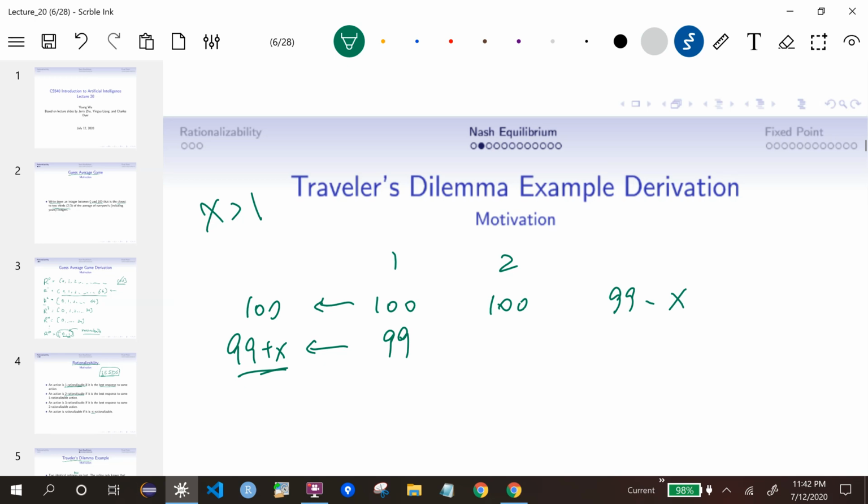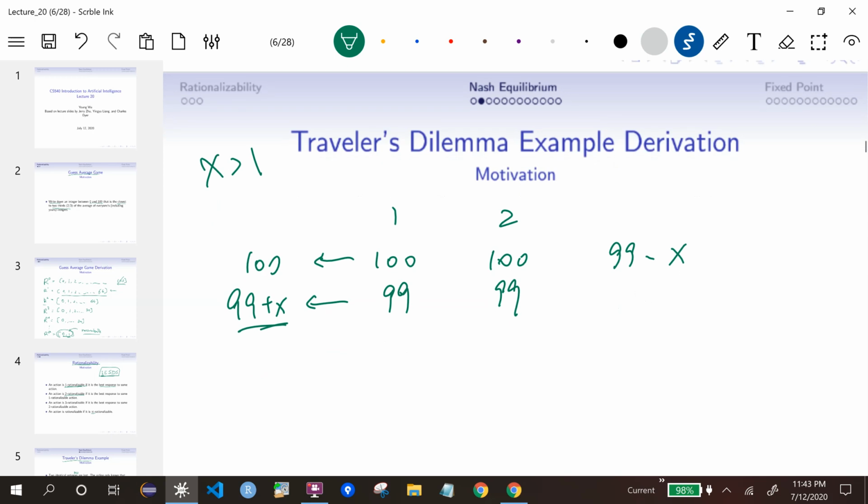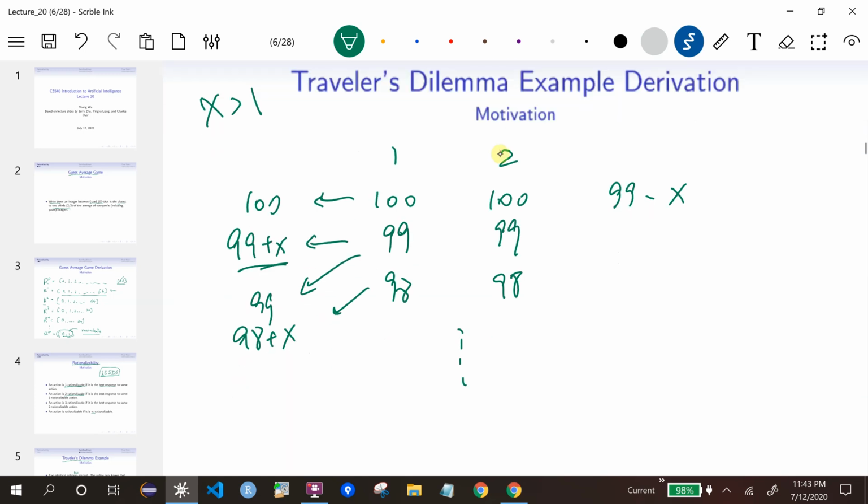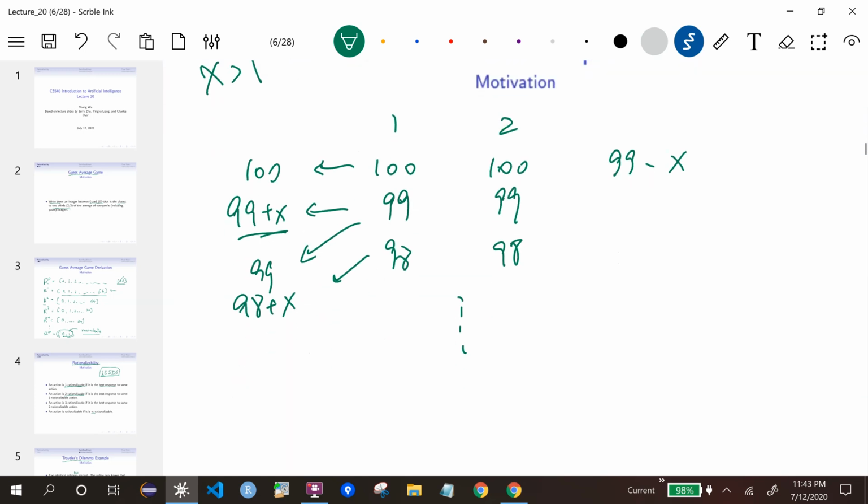But now, even though I don't care about the other guy, I care that the other guy will think the same way as I do and report 99 as well. Then I should probably report 98. Why? Because if I report 99, I will get 99. If I report 98, I'll get 98 plus X, and X is larger than 1, so that's actually better than getting 99. So if we continue this process, the other guy will report 98 as well, and they will just go down to 0.